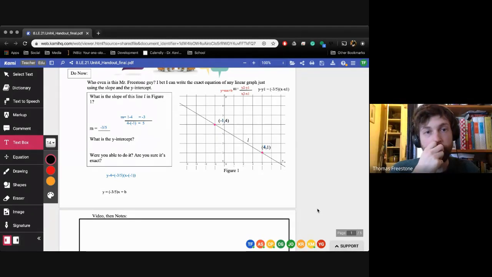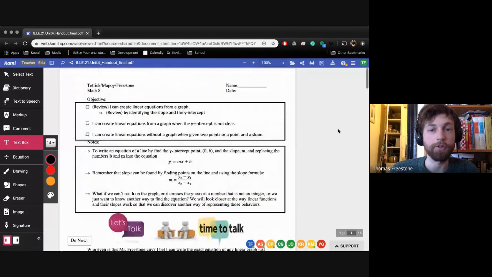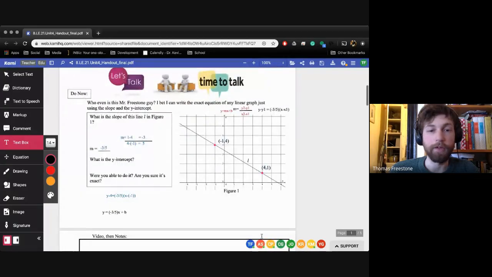Okay. So we're on the first page of the Kami document. Near the bottom of the first page, Ashley has posted her answer to the question, what is the equation of this line? But because we can't tell what the y-intercept is, we have to use a different equation than we're used to. We're using the point slope form instead. And we want to know what is the y-intercept. We're trying to answer this question right here. What is the y-intercept? And we can't tell just by looking at it.